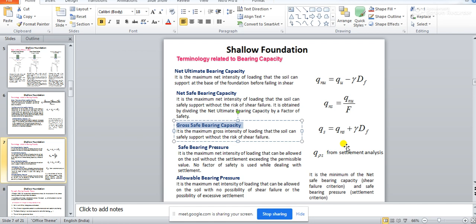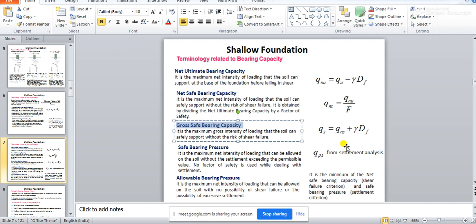So, the maximum gross intensity of loading that the soil can support safely without the risk of shear failure will be called as gross safe bearing capacity. Very important these terms are, don't get confused. So, serially you should remember these terms: net ultimate bearing capacity, then net safe bearing capacity, then gross safe bearing capacity.